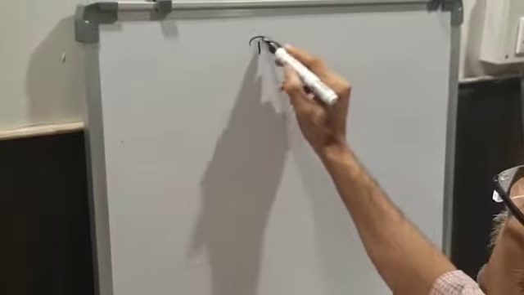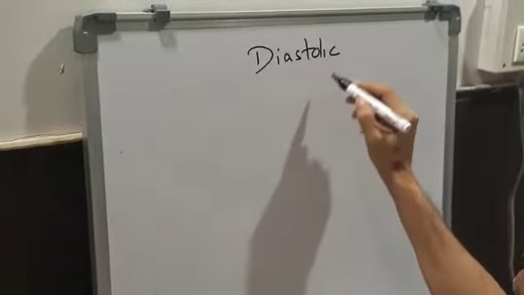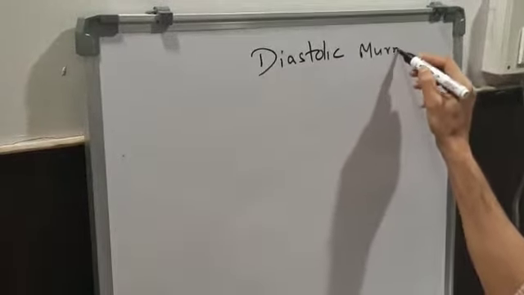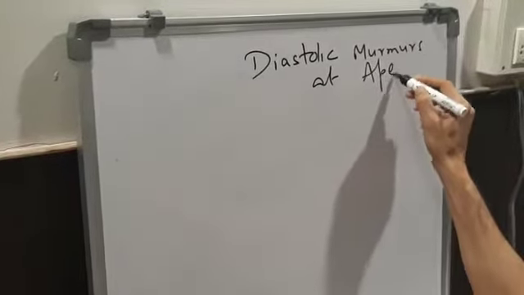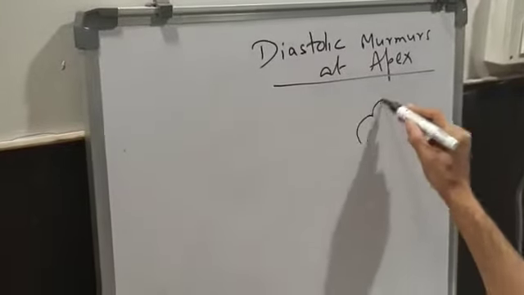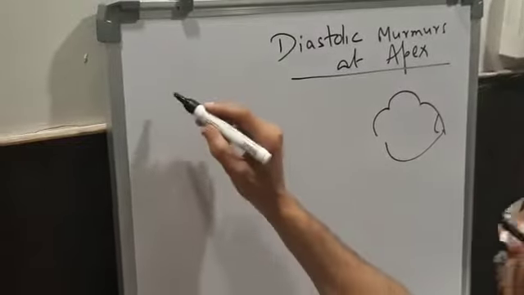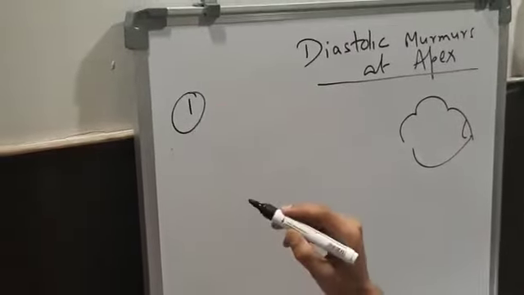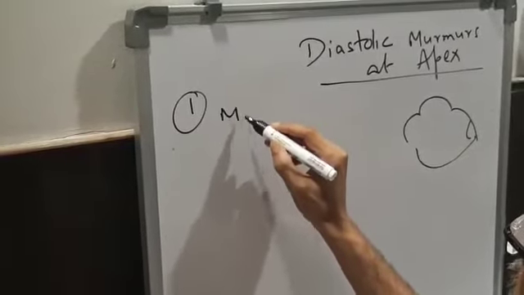In this video, we'll be talking about diastolic murmurs at apex. So what are the different diastolic murmurs we can hear at apex? As we know, the most common thing we remember is mitral stenosis.